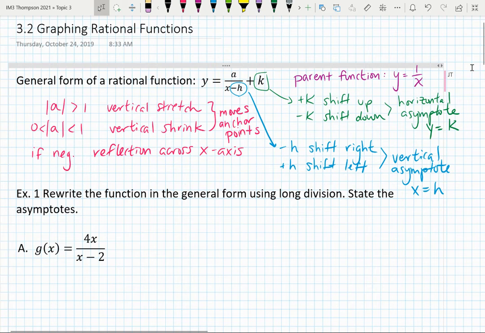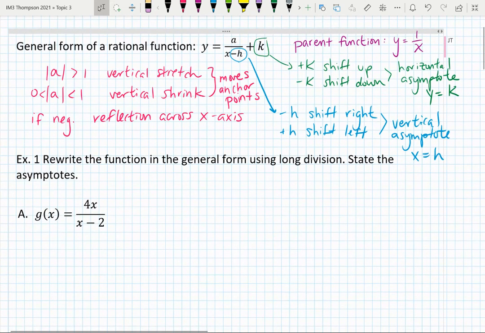We're going to get a little practice with long division here. Now there are some circumstances where you could use synthetic division. I'm going to go with practicing long division because it's always going to work. But you could do this problem right here with synthetic division. Rewrite the function in general form using long division. State the asymptotes. An example A, g of x is equal to 4x divided by x minus 2.